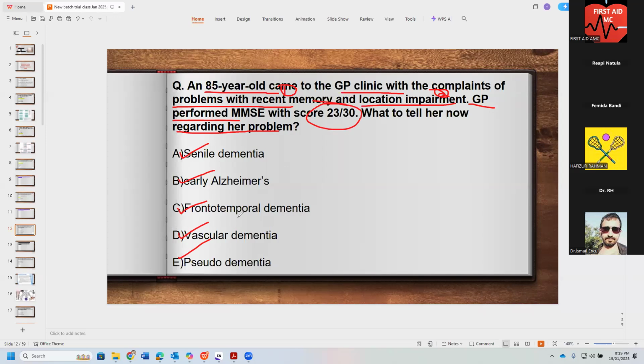85-year-old will have Alzheimer's? Alzheimer's is a young age dementia.